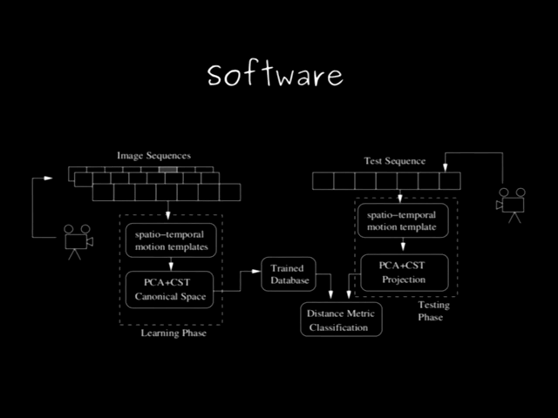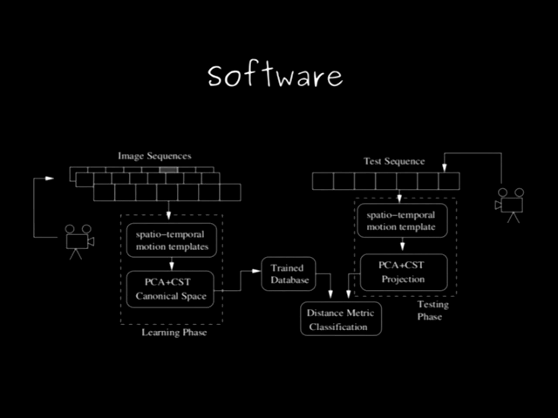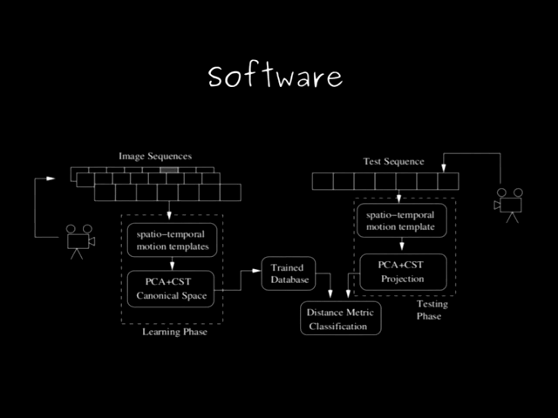In the testing phase, a single image sequence is converted to a set of spatio-temporal templates in the same way as the learning phase. These images are projected onto the space determined from training. Next, a distance metric is used to determine the closest trained group in the multi-dimensional space.